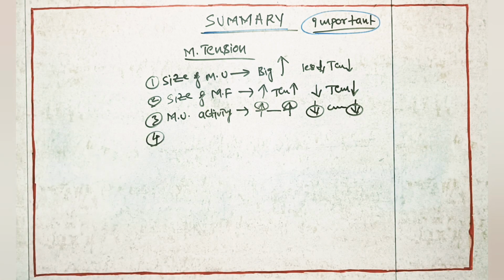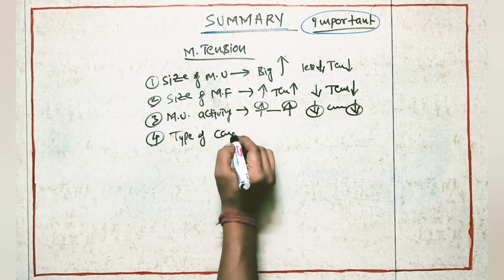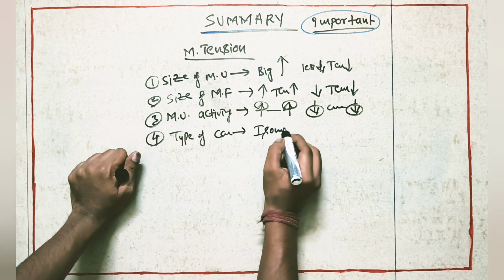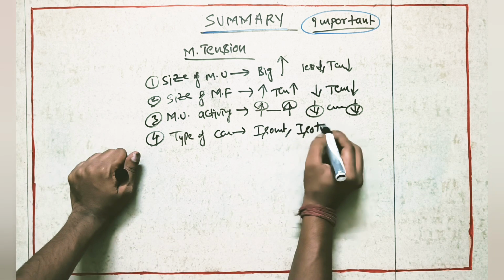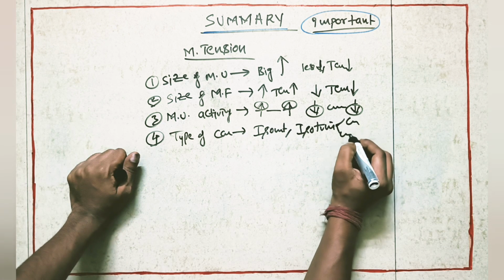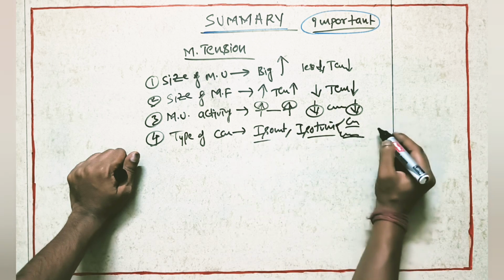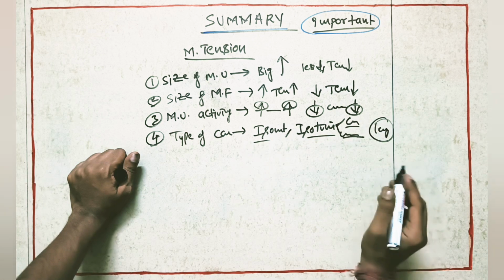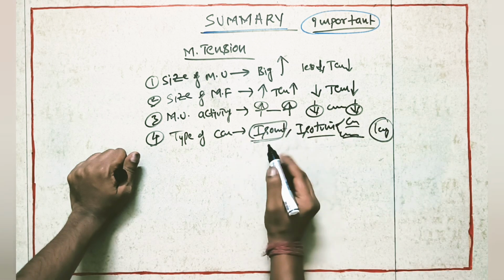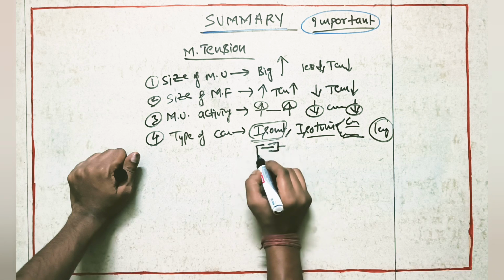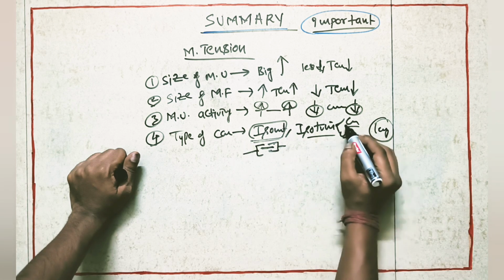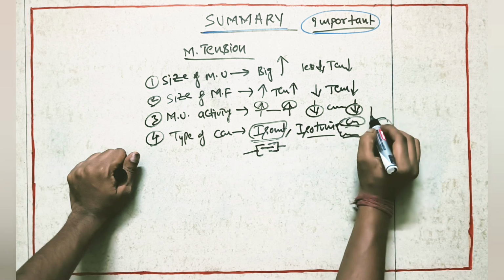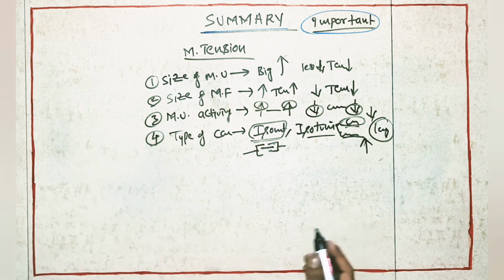Next, fourth point, type of contraction. Here we know what isometric contraction is and what isotonic contraction is. In concentric and eccentric contractions, in all these contractions, what will happen to the length of the sarcomere, we saw that. Here in isometric, the sarcomere length will be the same between actin and myosin. In isotonic, concentric the length will decrease, eccentric the length will increase, that we saw.